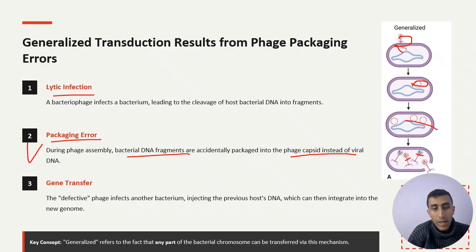That phage is defective and is going to infect another bacterium and inject the genetic material of the previously infected bacteria. This is called generalized transduction, because any part can be part of this packaging error. The packaging error is random, and any part can be inserted into this phage, and this phage is going to infect another bacterium and transfer it there. This is called generalized transduction.